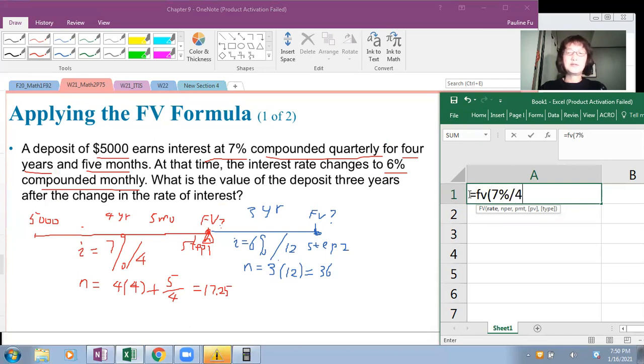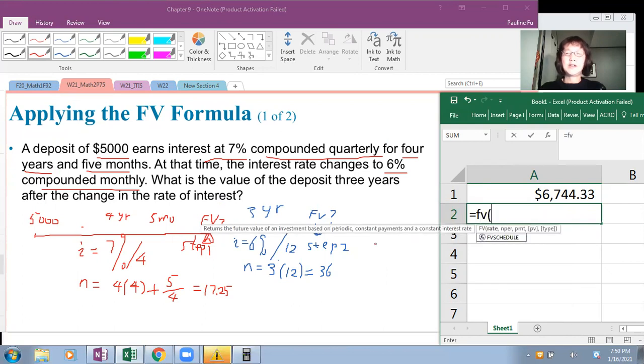7% divided by 4. That is the periodic rate. NPER, 17.25. PMT 0. PV negative 5,000. Okay, so this is step 1 at this point. Now step 2. What is the value, the blue point here? FV, rate. Rate is 6% divided by 12.